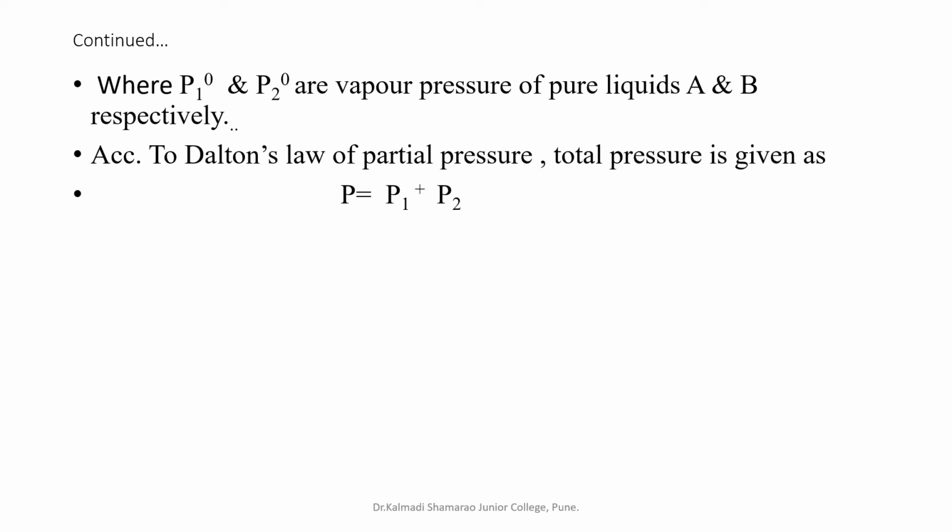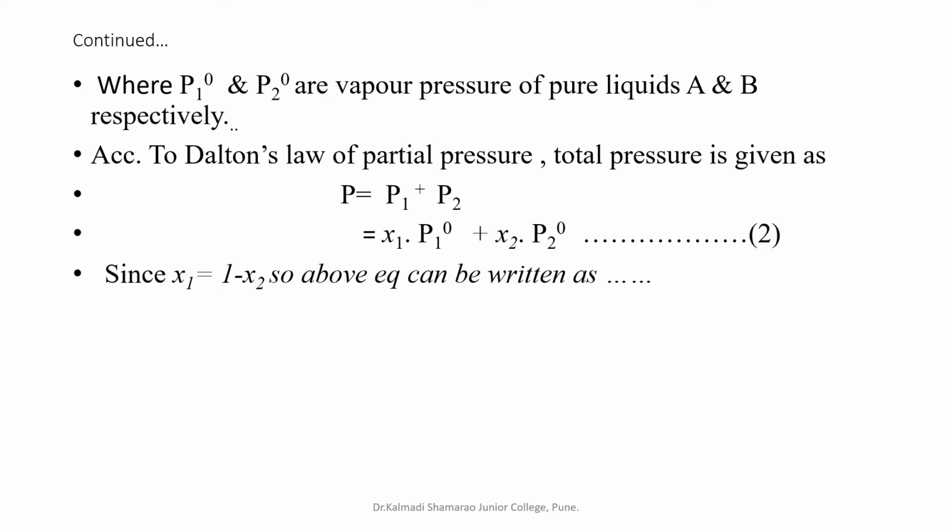According to Dalton's law of partial pressure, total pressure is given as the sum of the partial pressures of the two components. So P equals P1 plus P2. But from Raoult's law, we know that P1 is equal to X1 into P1 naught and P2 equals X2 into P2 naught. Substituting the values in the equation, we get P equals X1 into P1 naught plus X2 into P2 naught.